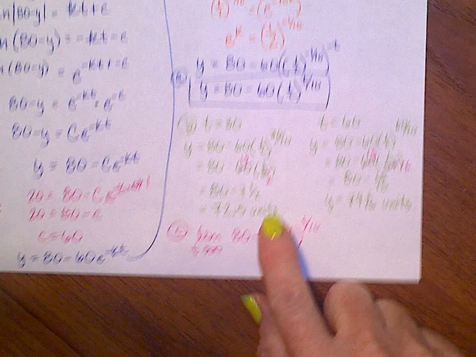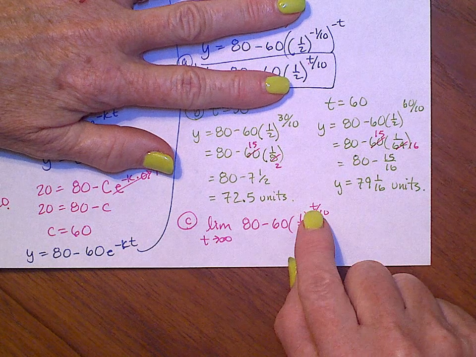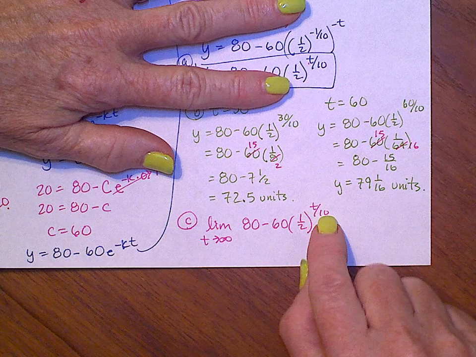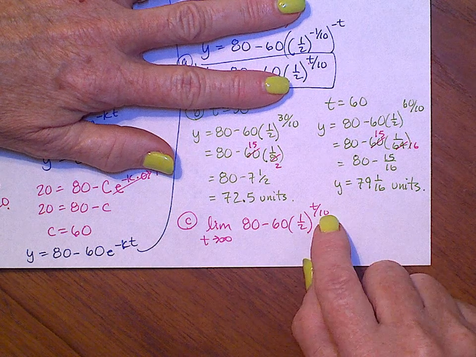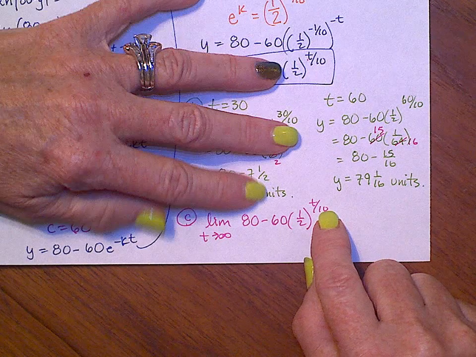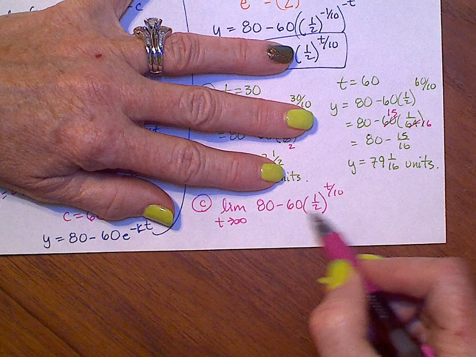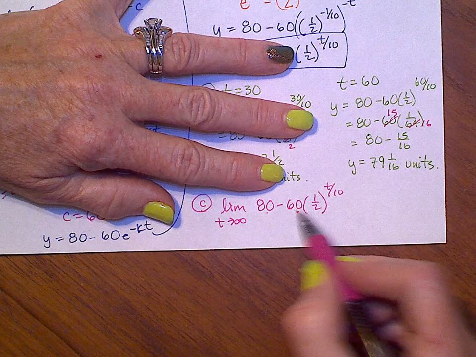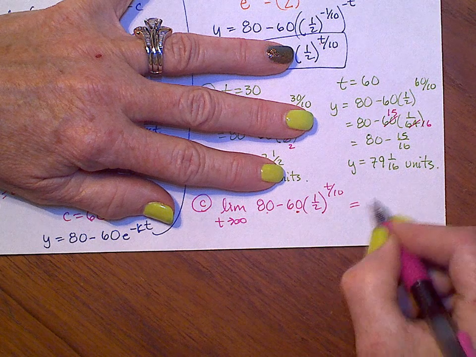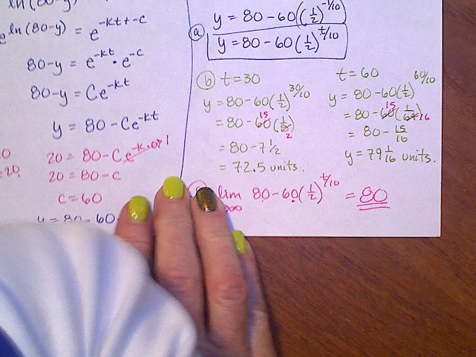What is this limit? Well, if we think about what's happening, huge number in here. Huge number divided by 10, still a huge number. Half raised to a huge number power, very small, very close to 0. Very close to 0 times a 60, 0. 80 minus 0 is 80. He can be expected to produce very close to 80 units per day if we let him work forever.